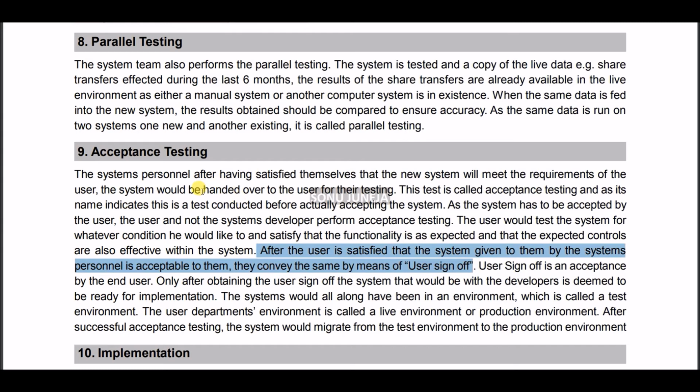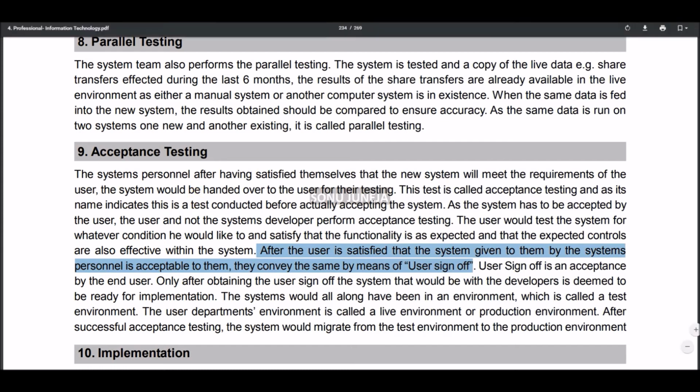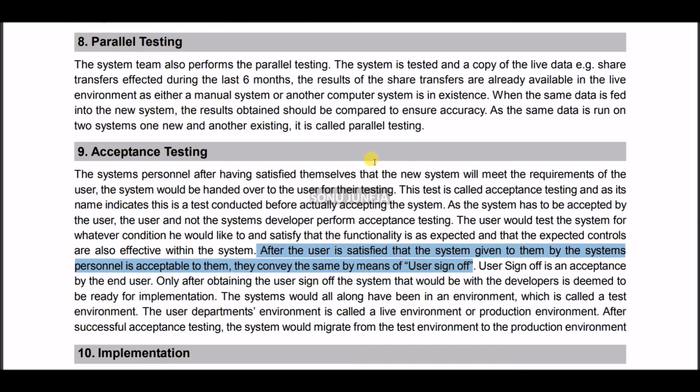Acceptance testing is all about the person who will be actually using the programming environment. Is the system ready to be handed over to them or not? So the system has to be accepted by the user, not by the developer. Developing is just not sufficient. It has to be accepted by the people who will be using it. The user will be using it. So after the user is satisfied with the system given to them by the system personnel, they convey acceptance by means of user sign off.